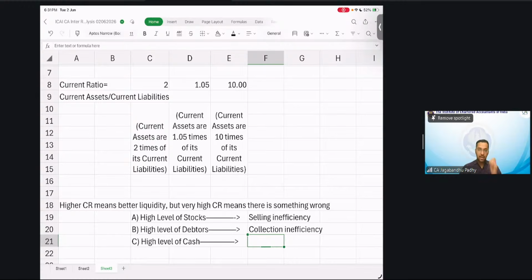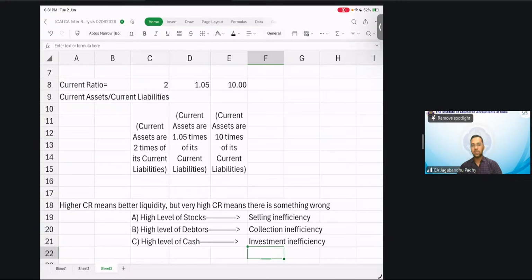And if you have a high level of cash, then there is investment inefficiency, because you're not able to invest money in an efficient manner. So high level of stock means selling inefficiency, high level of debtors means collection inefficiency, and high level of cash means investment inefficiency.